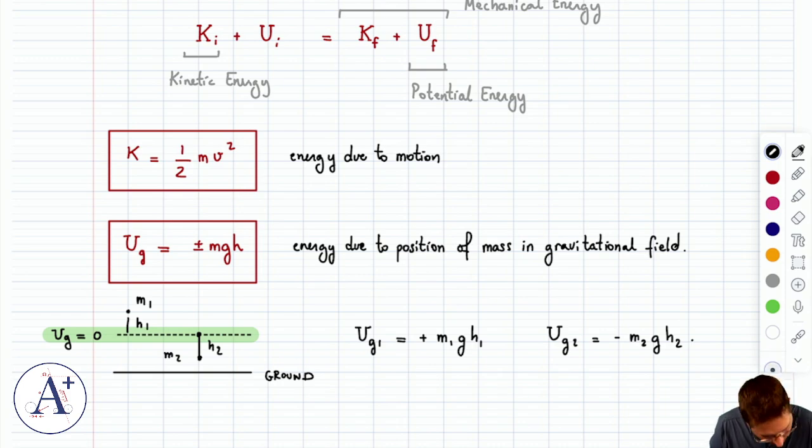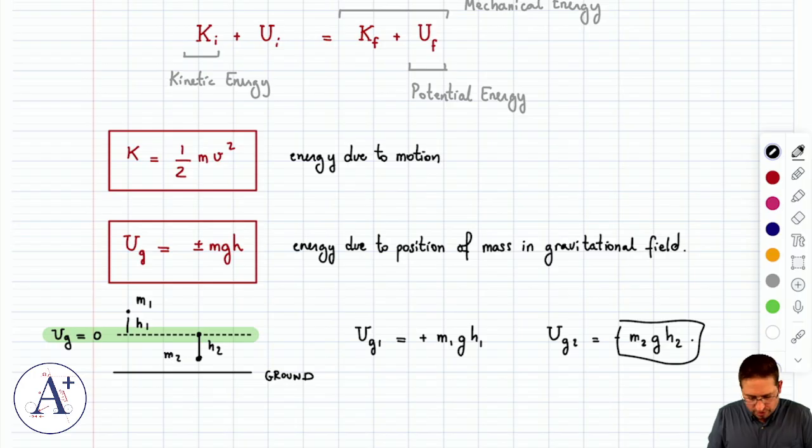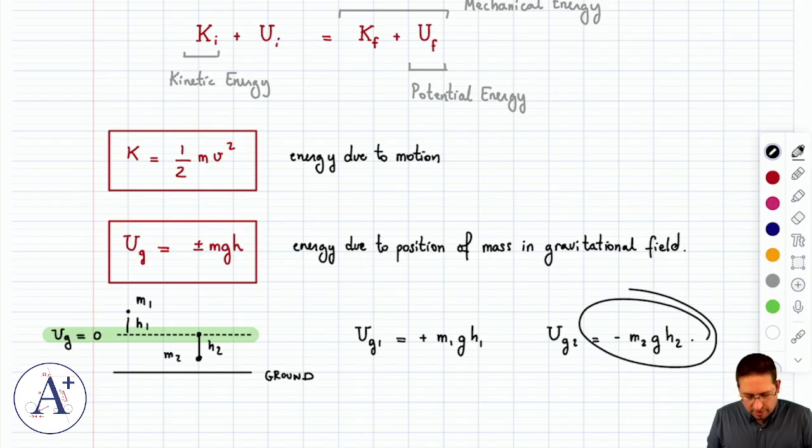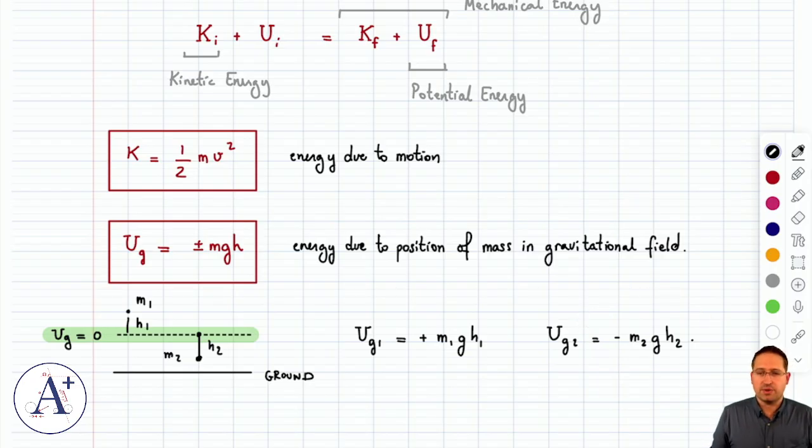Now you might say, well, how is it that it's negative here? Well, it doesn't seem to make sense. Well, what it represents is that in order to take M2 and to bring it up to your reference, which is U equal to 0, you would have to supply an amount of energy equal to m2gh2, right? Because if you supply m2gh2, it'll cancel this out and you'll get U equal to 0.